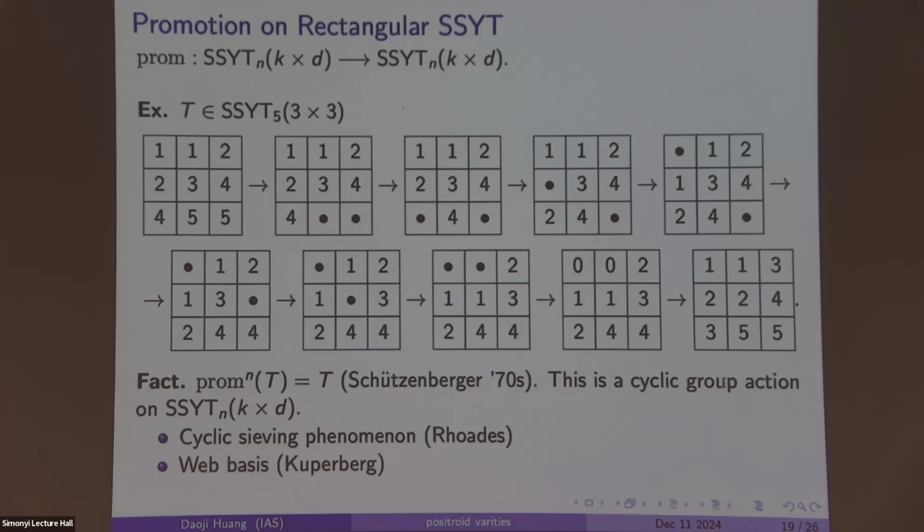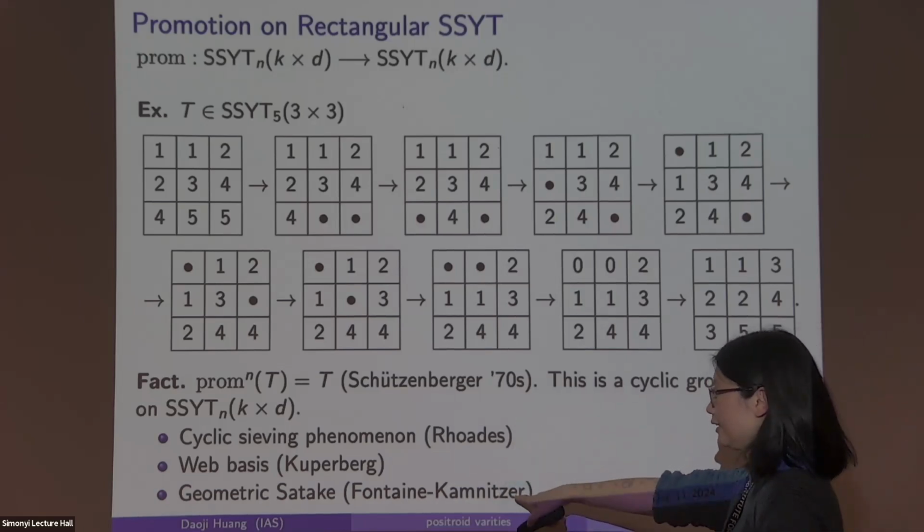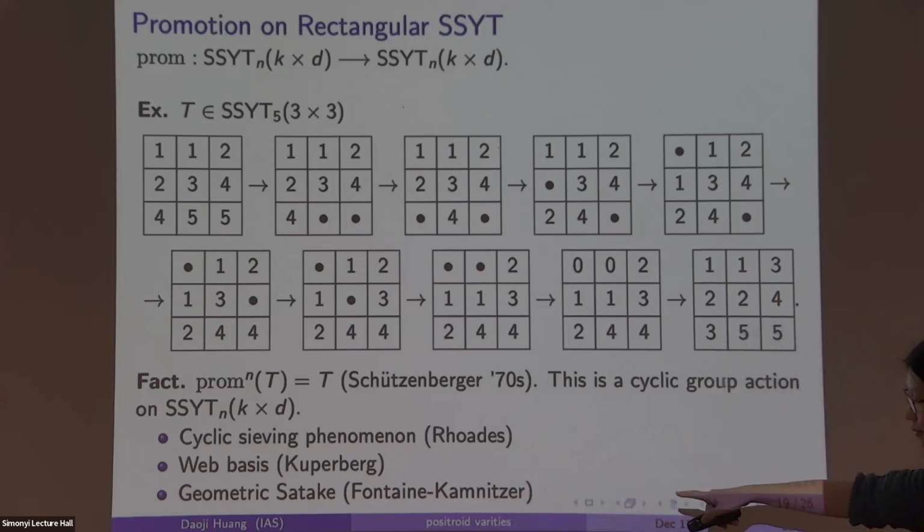So promotion also shows up in the web basis. This combinatorial operation in the web basis literature, what's relevant is the promotion on standard tableaux, and in the web basis literature, they study Specht modules, which are representations of S_n. So it's sort of a different story, but promotion shows up there. And it also shows up in geometric settings, where Fontaine and Kamnitzer recast Rhoades' work on the cyclic sieving phenomenon in this geometric way, and gave some generalizations to other types.